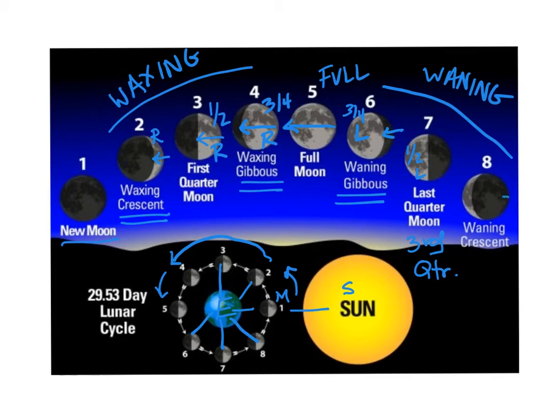And then finally, we're going to pull that curtain all the way closed, or almost all the way closed, and we have a crescent left. We have a little sliver left. That sliver is called a crescent. And since it is almost completely gone, we call that waning. And then it will take us all the way back to position 1.